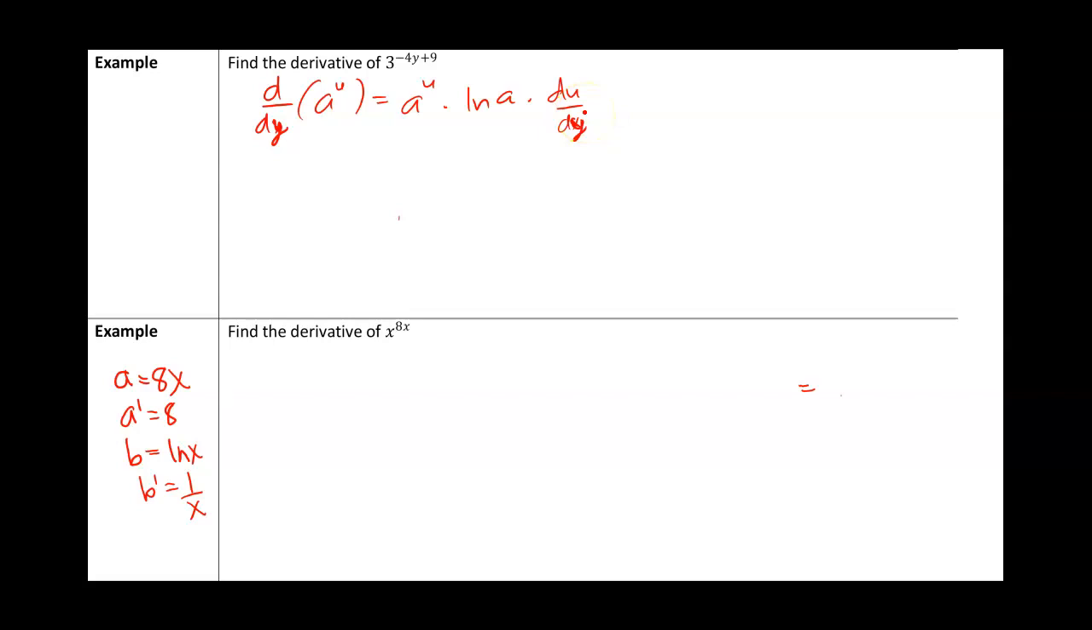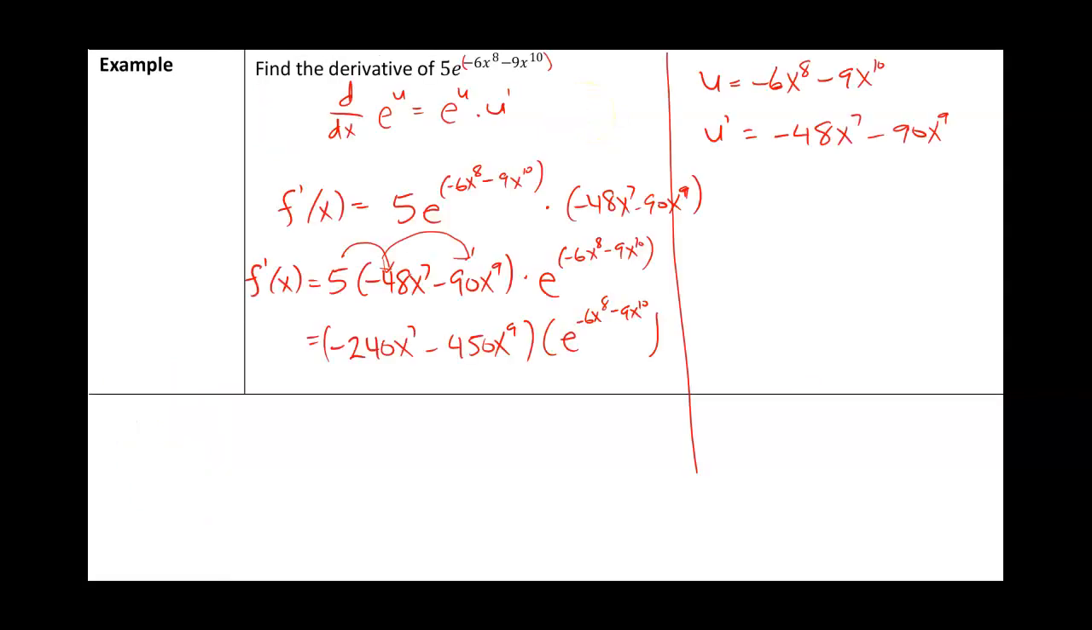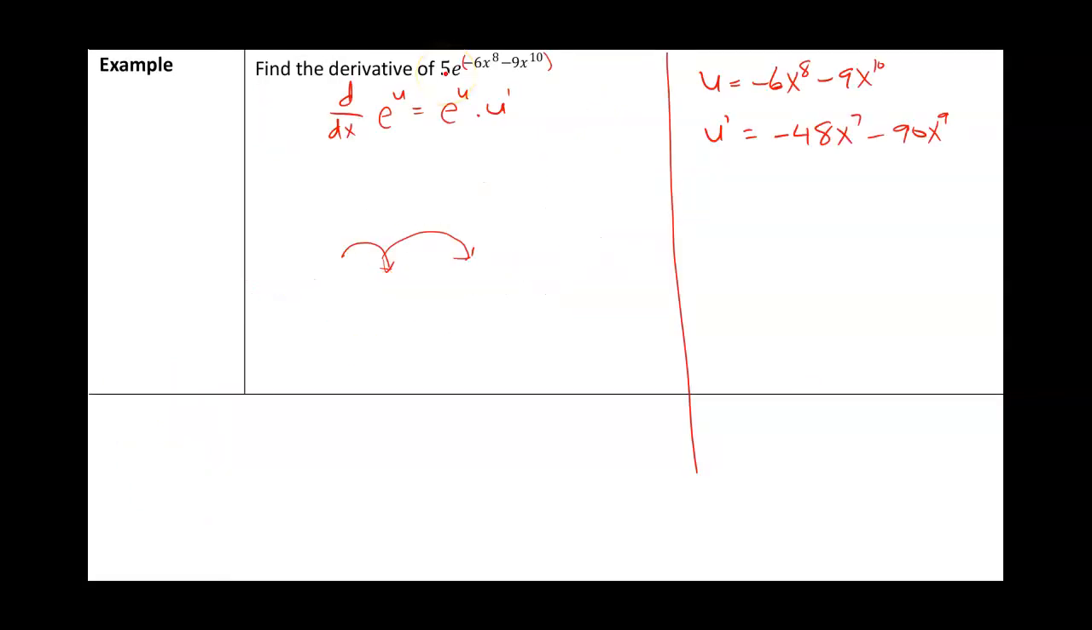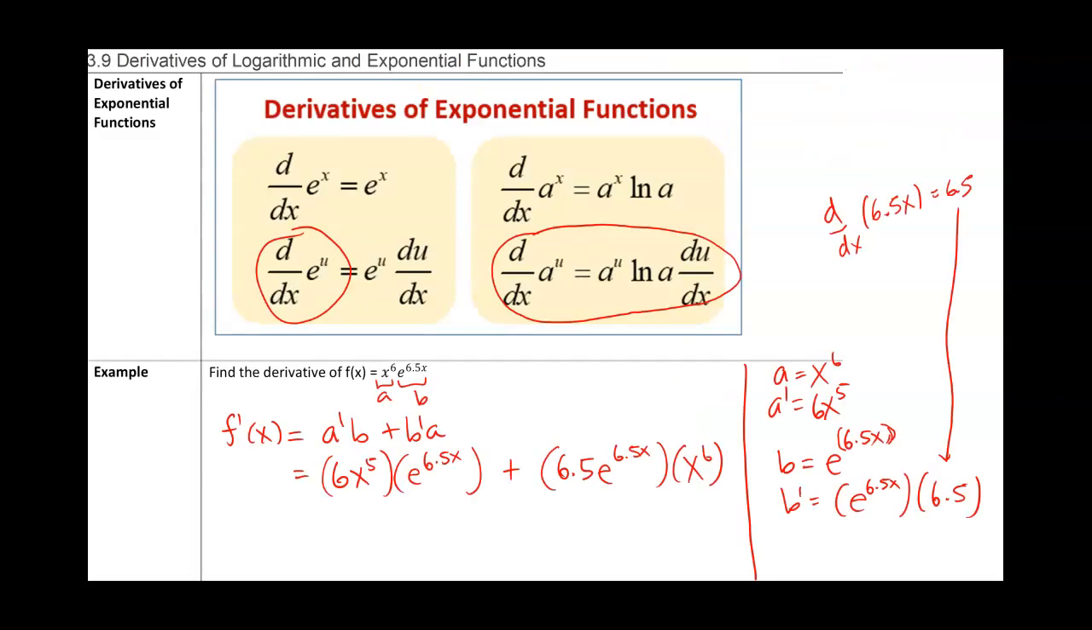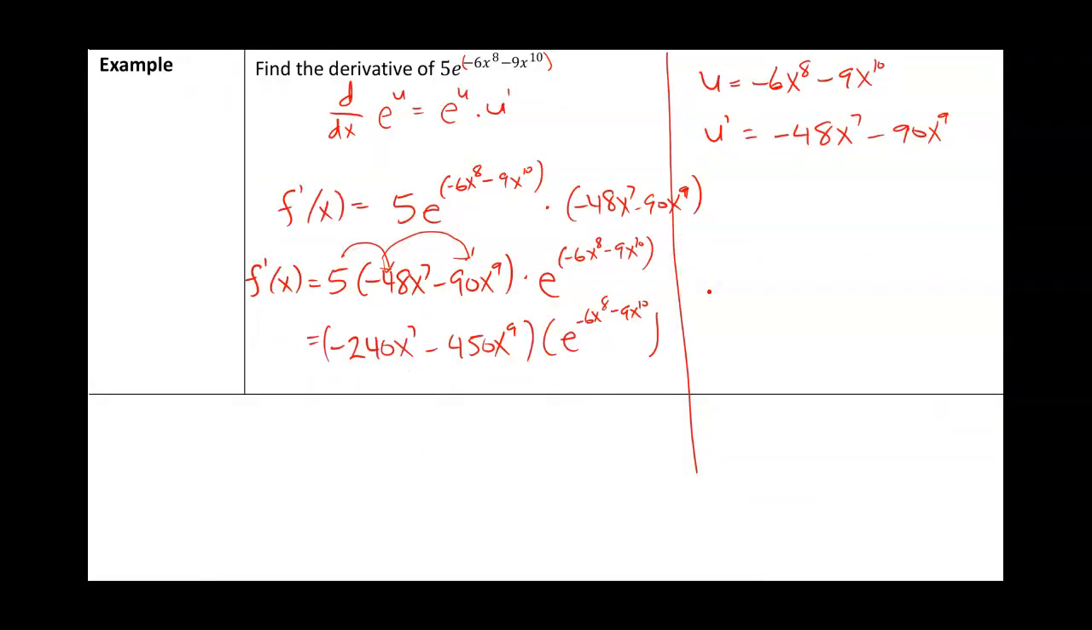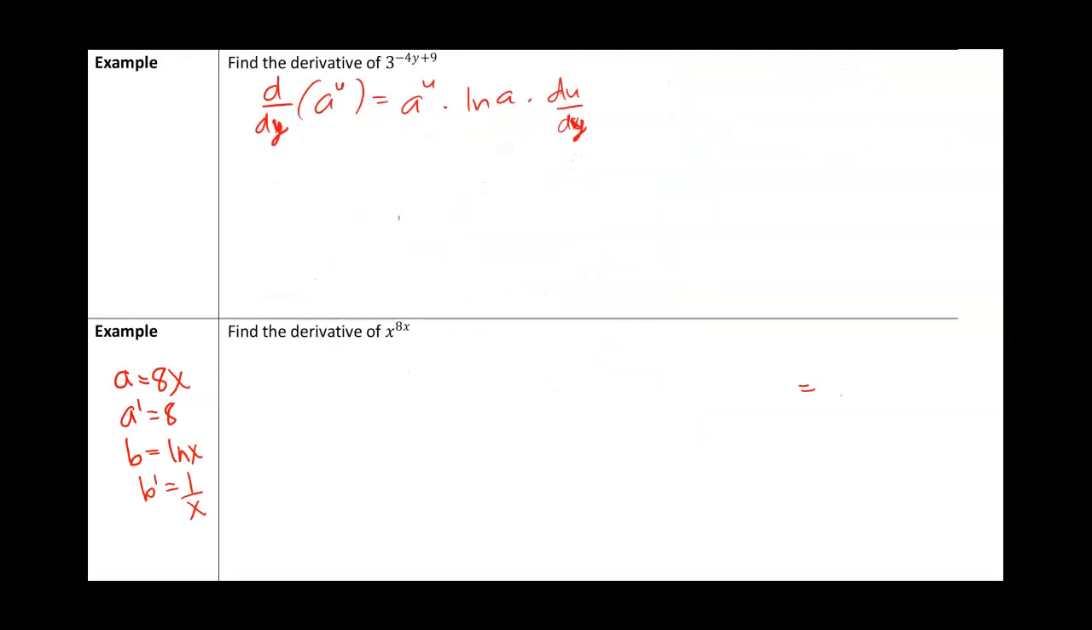Now why do we have a different formula? Well, in the first two examples, our base was e. So if your base is e, we're going to use the first set of formulas. But if your base is a, then we're going to use the second formula, a to the u times ln a, where a is the base, times du/dx. Okay, so in this example, that's exactly what we have. Our base a is 3, and our u is negative 4y plus 9. So on the right, I'm going to put my u, which is negative 4y plus 9, and then my du, which is going to be negative 4.